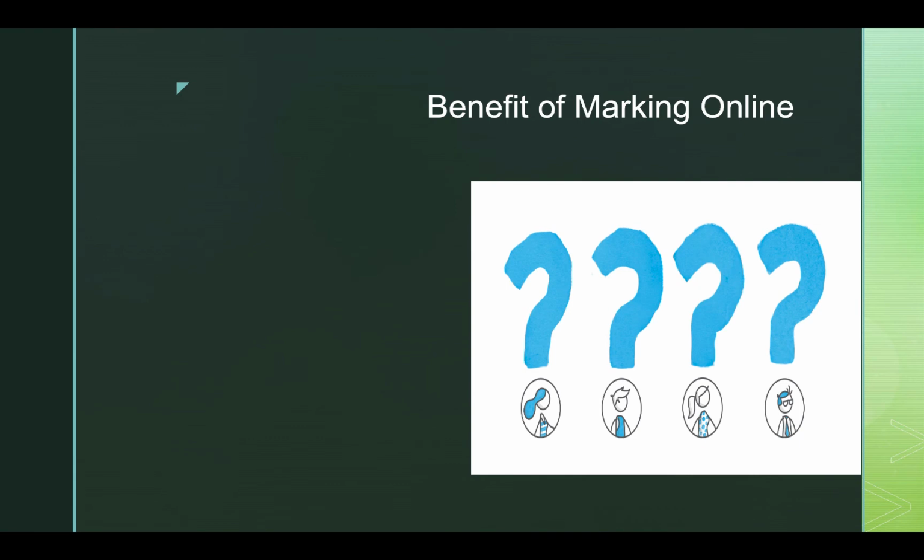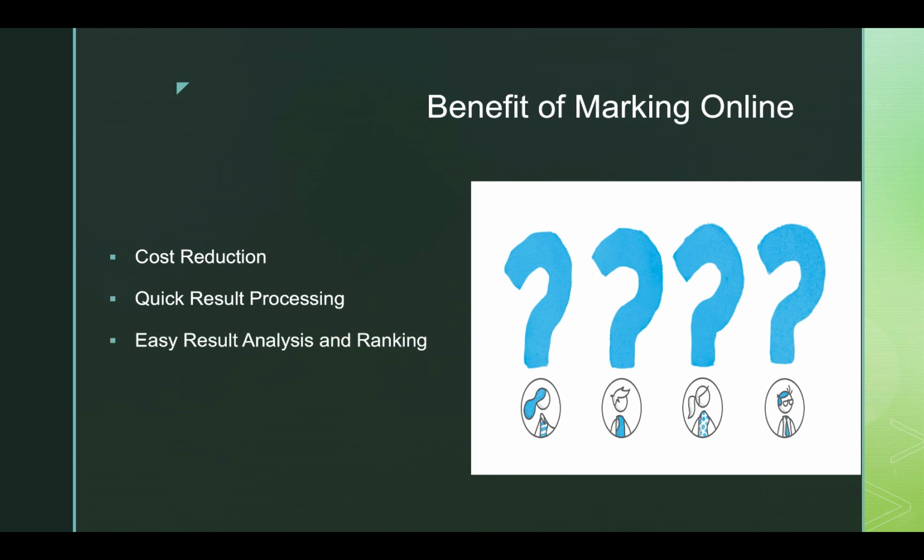Part of the benefit of online marking is that it reduces cost and it also gives room for quick result processing, whereby once the scripts are marked, they will automatically be saved into the database, into the gradebook, where all the grades are going to be collected by the collation officers without submitting the grades manually. It also gives room for easy results analysis and ranking, as it is real time. As the marker is marking the script, the examiners are receiving whatever scores he entered into the gradebook.